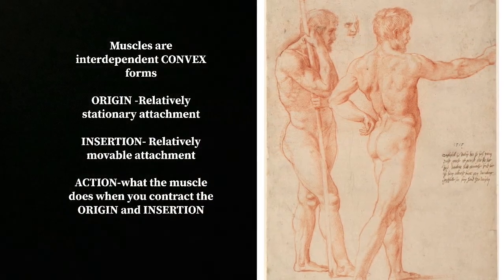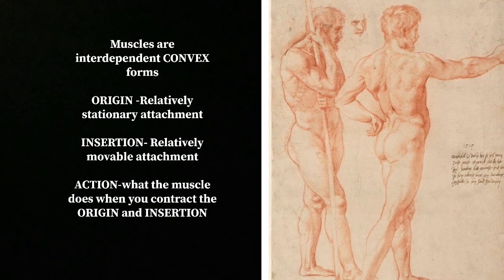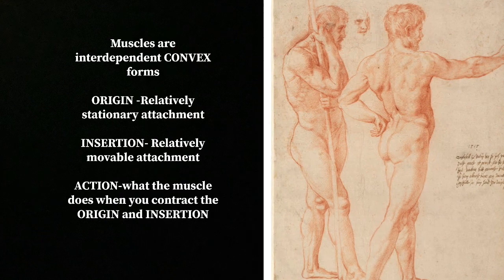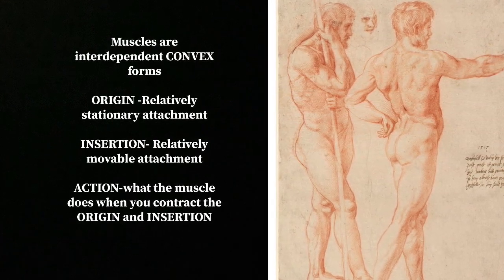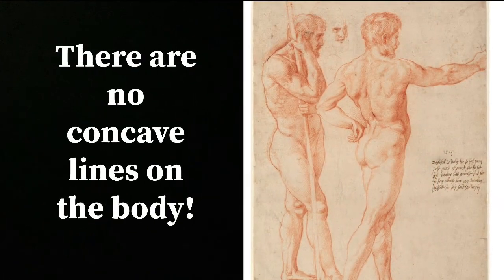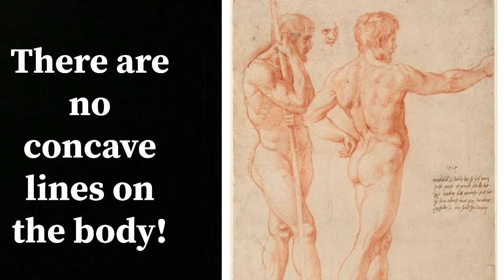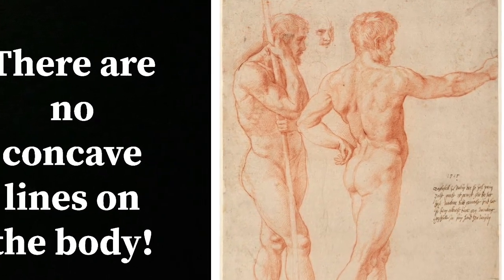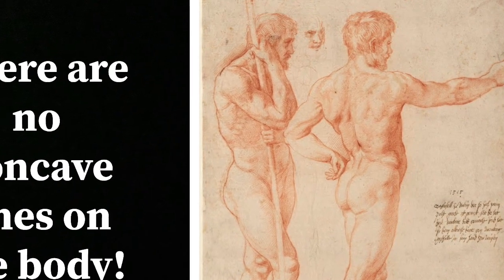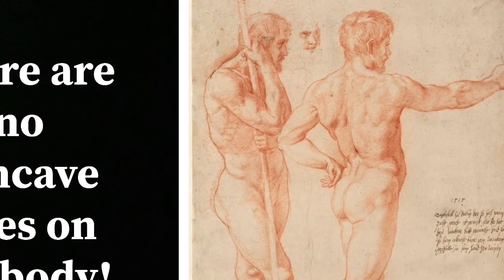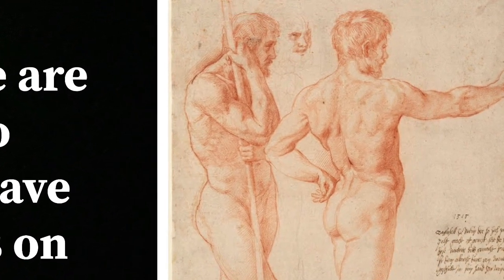So we've been talking about these interdependent convex forms of the muscles and their origins, where they go from, their insertions, where they go to, and their actions and what they do. And as you draw them, you notice they all have mass. What that means for your drawings is that there's no concave lines on the body for the sake of drawing. If you look at this Raphael drawing pretty closely, you'll notice where you might be tempted to make a concave line, he always makes a set of convex lines because he's always taking into account the muscle mass. That's a subtle thing, but it's something that can really help your drawing.